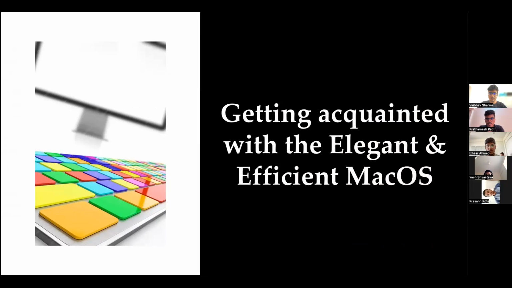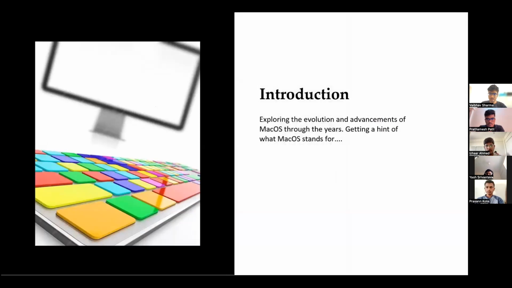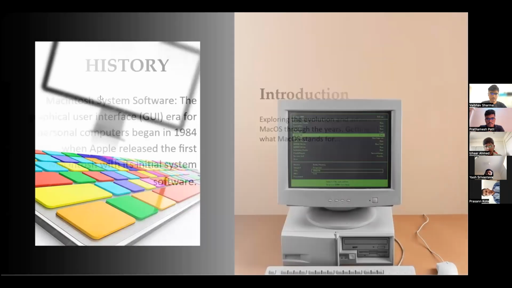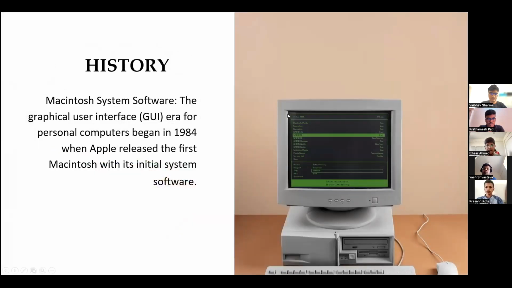So now we will get acquainted with the elegant and efficient macOS. In this section, we will be exploring the evolution and advancements of macOS throughout the years, and also be getting a hint of what macOS stands for. So for the history, the graphical user interface era for personal computers began in 1984 when Apple released the first Macintosh with its initial system software.